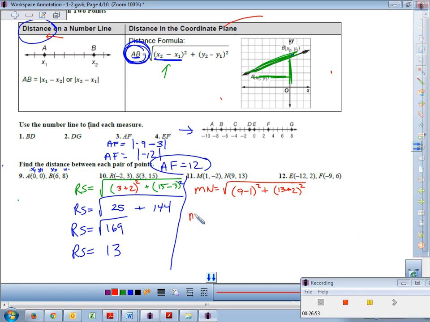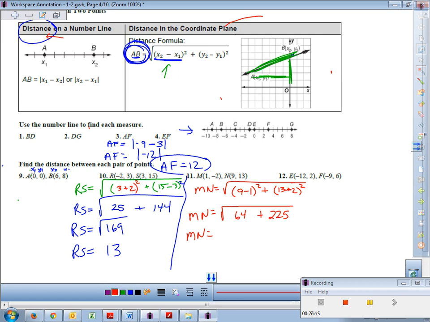So distance from M to N equals 2 birds with 1 stone. 9 minus 1 is 8. Square it and get 64. Even if you did 1 minus 9, wouldn't you get negative 8? And then that would be squared, you get positive 64. So it's all good. That's 13 plus 2, which is 15. Squared is 225. All righty?